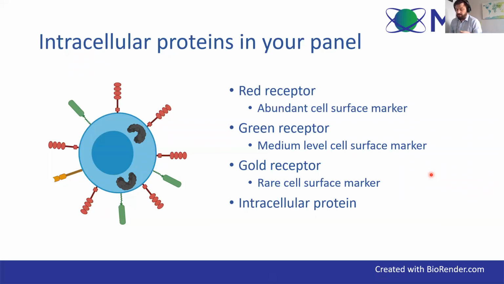So again, we'll go back to our same cell. We have the red, green, and gold receptors on the cell surface in the same quantities. But we also now want to stain this intracellular protein here in the dark gray, black. This could be a lot of different things. It could be a cytokine, a transcription factor, or any other intracellular protein. Indeed, there are ways that you can detect mRNAs now by flow cytometry using oligos, which are tagged with fluorophores. And this can add a whole other layer to a multicolor panel. It doesn't really matter what it is, but we'll just say today it's a protein for simplicity's sake.